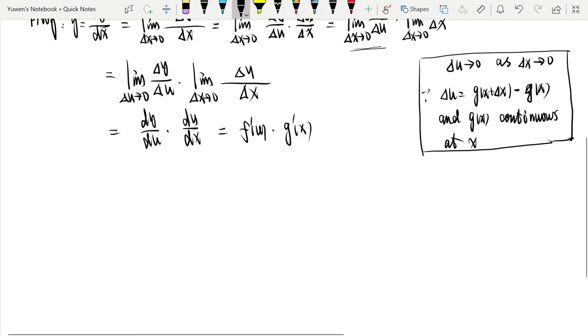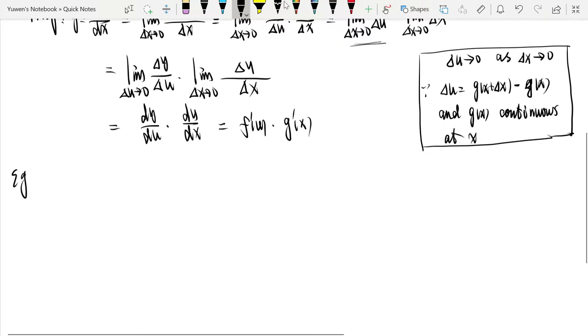Now we use this chain rule to find the derivative of some functions, especially composition functions. The first is when y equals (3x squared plus 2x minus 7) to the power of 10, and find the derivative of y.